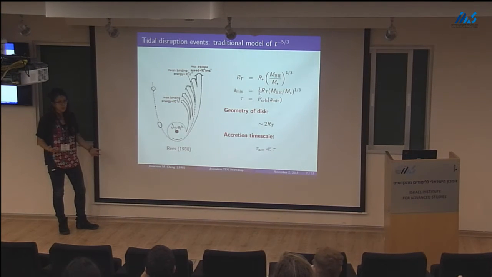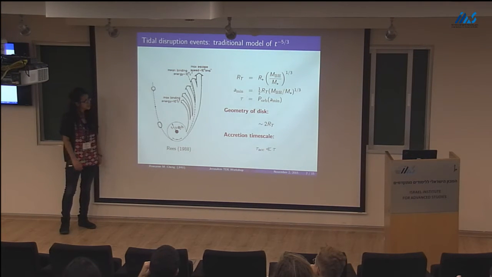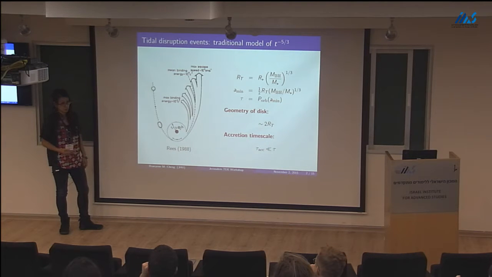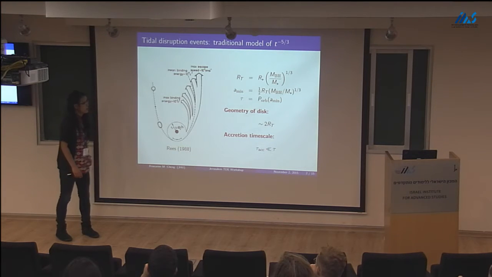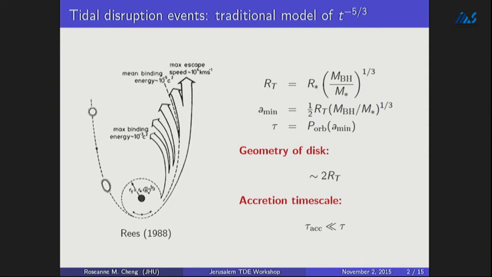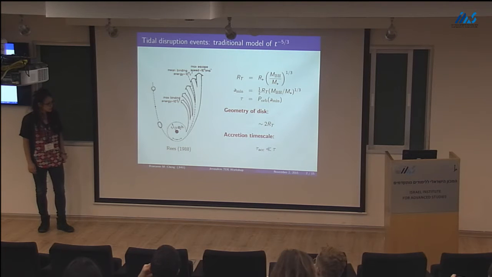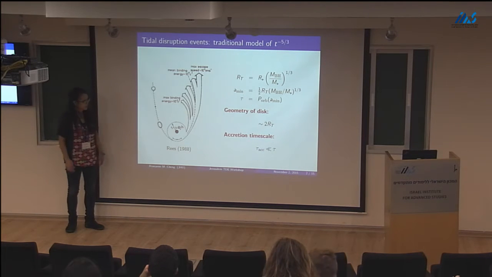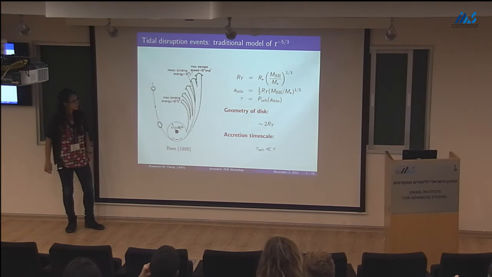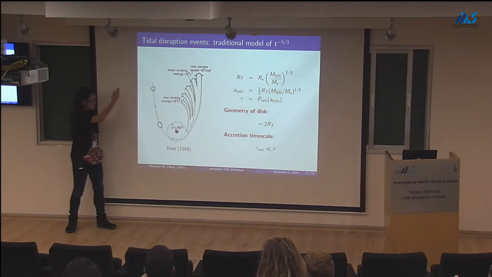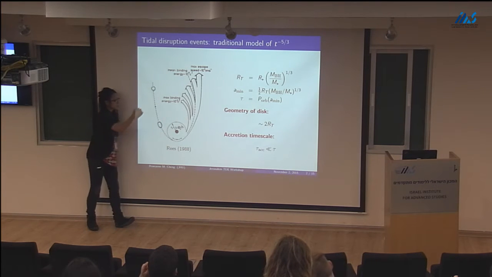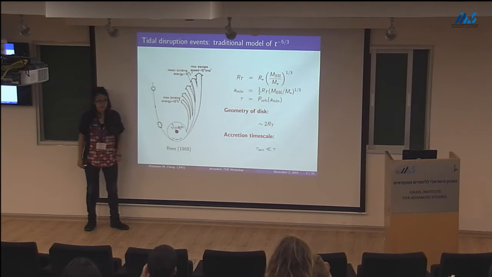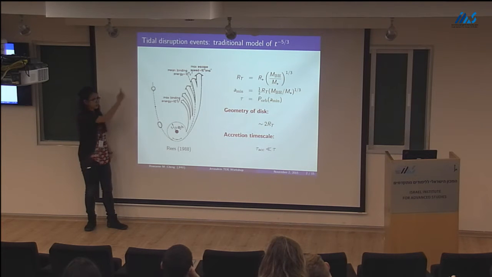The debris that first returns will have a semi-major axis A min, which is proportional to the mass ratio between the black hole and the star. And it will return on a timescale tau, which is the orbital period of the semi-major axis of this most bound debris. In the traditional model, this disk will quickly form and have the geometry of roughly the tidal radius. This means that when it returns, debris will quickly circularize and have an accretion time scale, which is much smaller than the period of first return, tau.